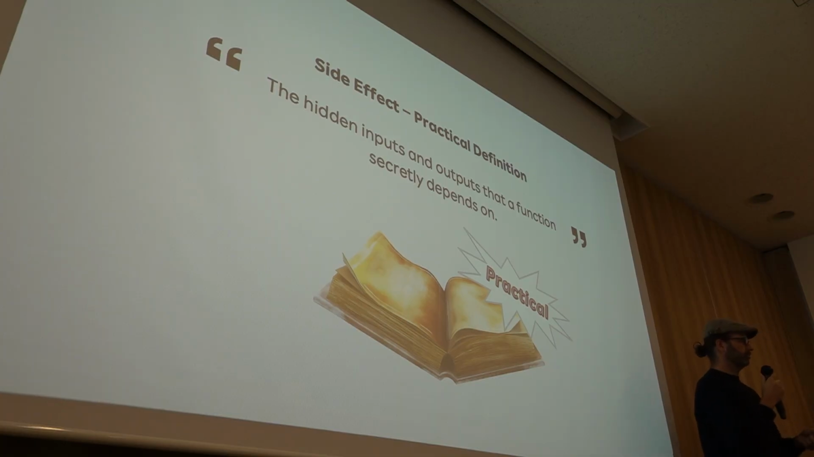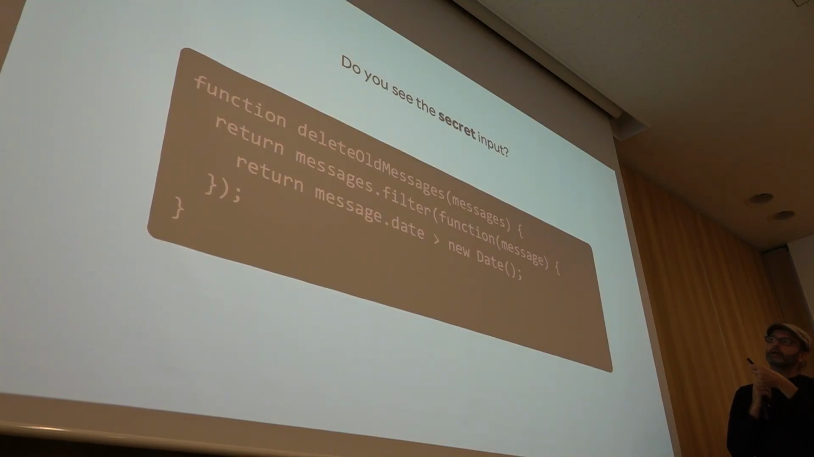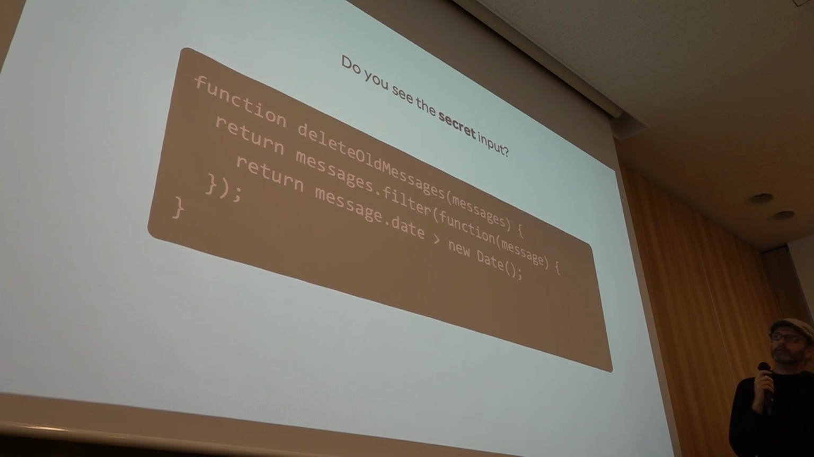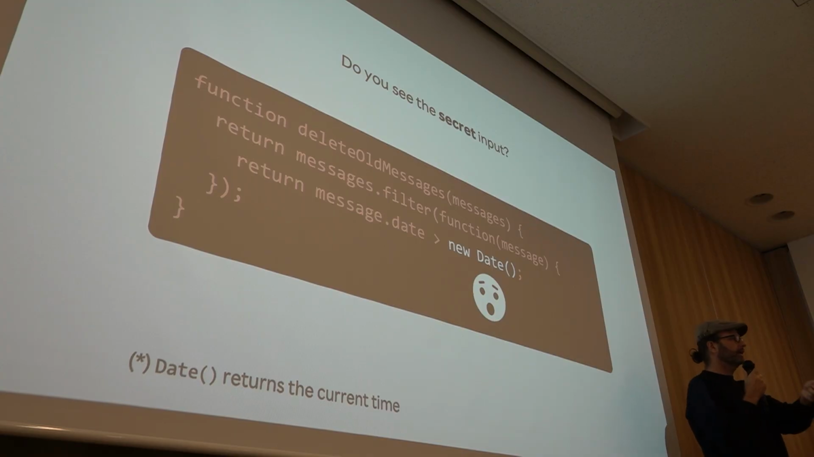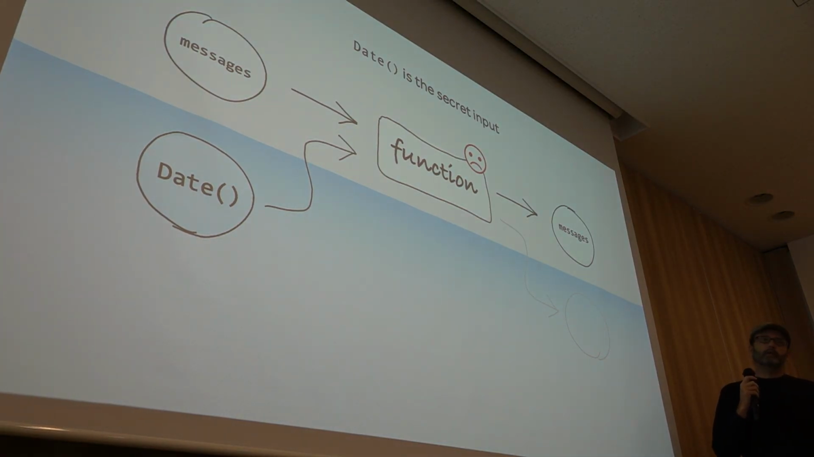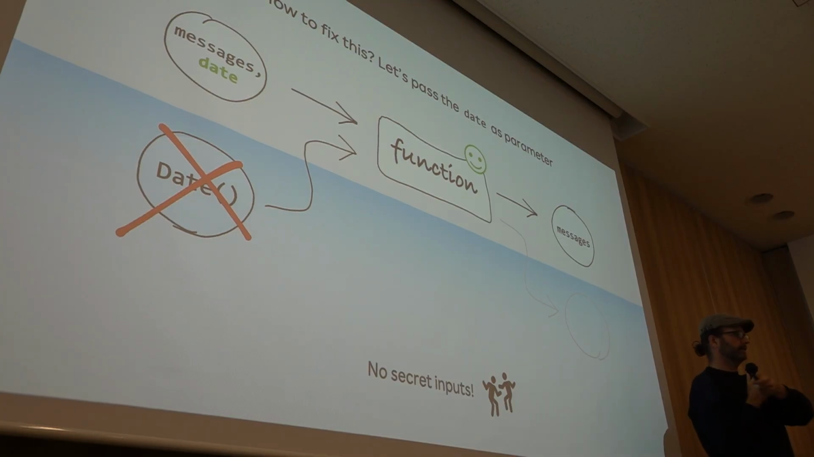So let's see if this definition is a bit more practical than the other one. Let's look at this example. Where is the secret input? Can you find it? This is a function that takes a list of messages, filters, and only returns the new ones. So the secret input is here, because it's something that we get directly from the middle of the function, but it's not passed to the function. So this is the situation. How can we improve it? Well, it's quite simple. We pass the date as an argument instead of getting it automatically from inside the function.